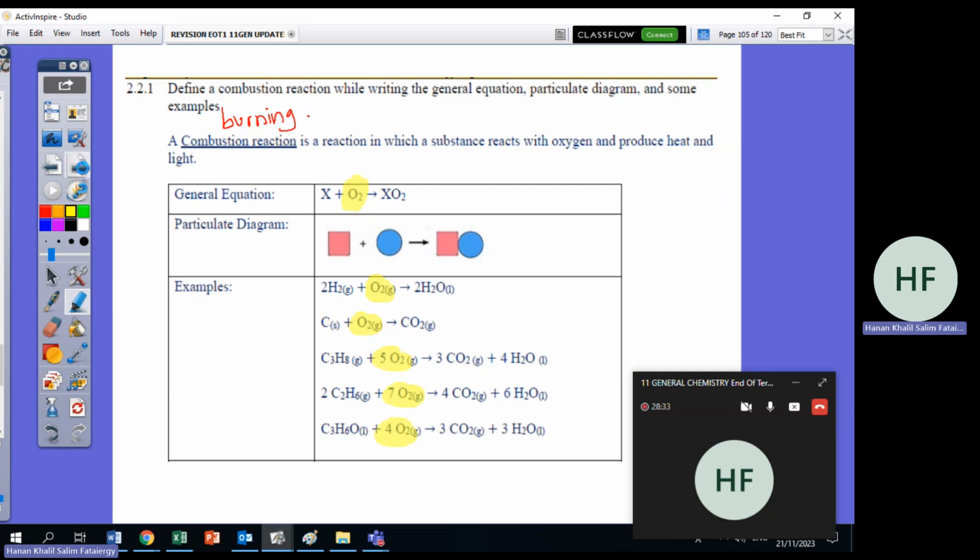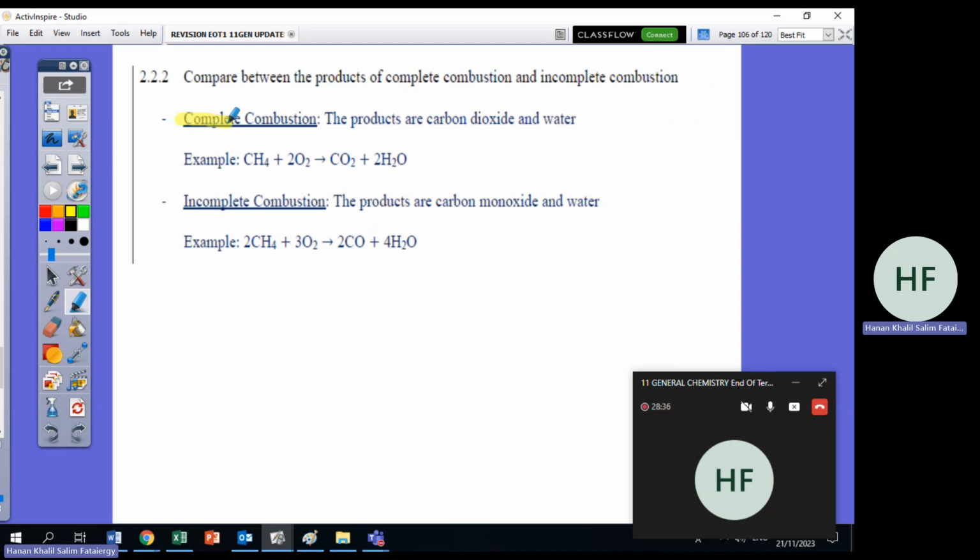Now we have 2 types of combustion reactions: either complete combustion or incomplete combustion. I want you to compare these two together and tell me what is the difference. Notice that we have the same CH4, the same O2, the same H2O, and here we have CO2 and here we have CO. So in complete combustion the product is CO2, and in incomplete combustion the product is CO. Incomplete combustion means insufficient burning, the oxygen is not enough. So instead of CO2, I will get CO because there is not enough oxygen. So this is called incomplete combustion.